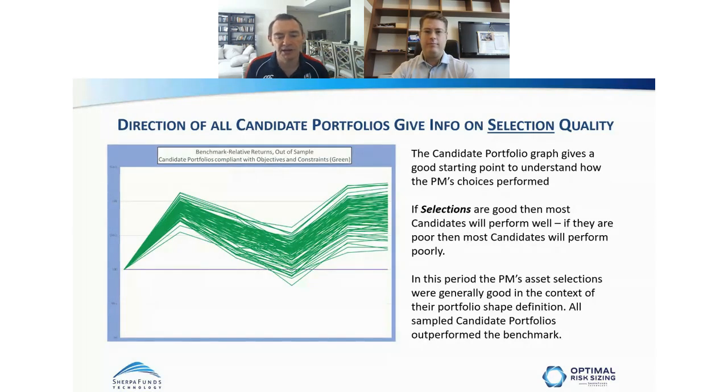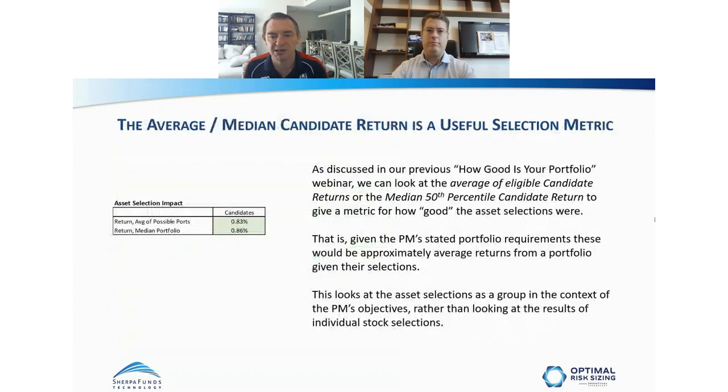And from that, you get the overall impression like, oh, actually, yes, the selections, on average, worked because the lines all outperformed the benchmark, everything's neutralized here to benchmarks. The benchmark is the purple line across the bottom. So in general, the PM's asset selections were good. Now let's get into this in a little bit more detail.